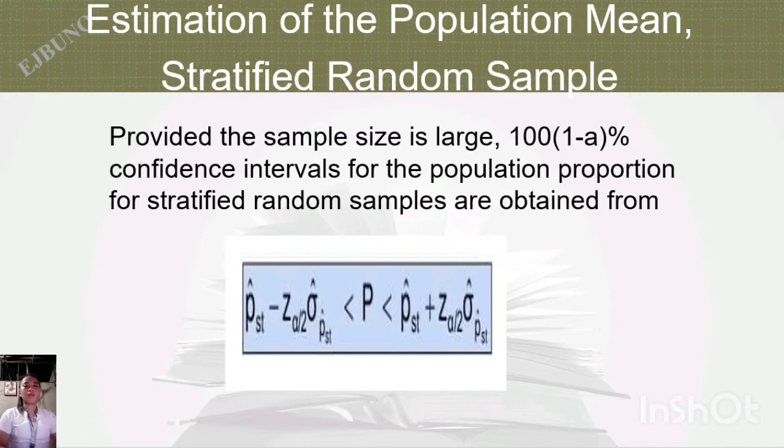Estimation of the population proportion in a stratified random sample. Provided the sample size is large (100), 1 minus alpha percent confidence intervals for the population proportion for stratified random samples are obtained from: estimated proportion sub st minus z sub alpha over 2 times sigma sub estimated proportion sub st is less than p, less than estimated proportion sub st plus z sub alpha over 2 times sigma sub estimated proportion sub st.